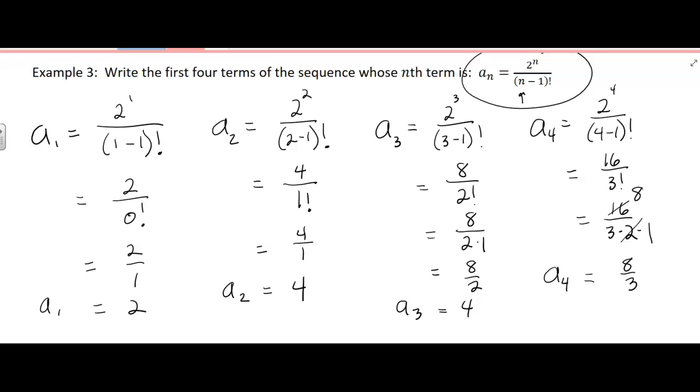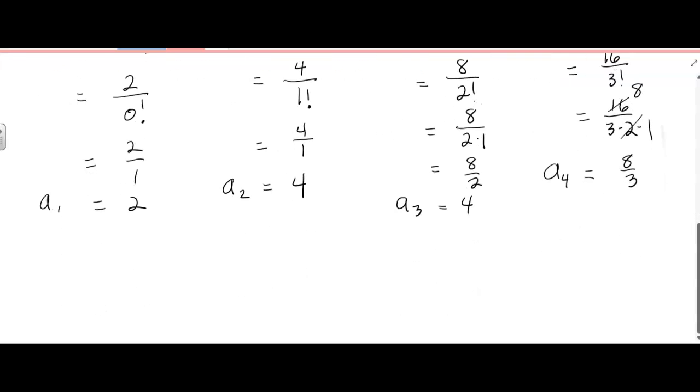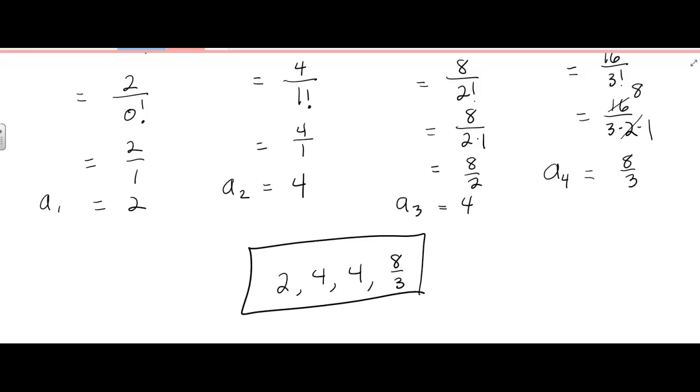So what did it want me to do? It wanted me to find the first 4 terms. I found them. I'm going to write them as 2, comma 4, comma 4, comma 8 thirds. That's the first 4 terms for that sequence.